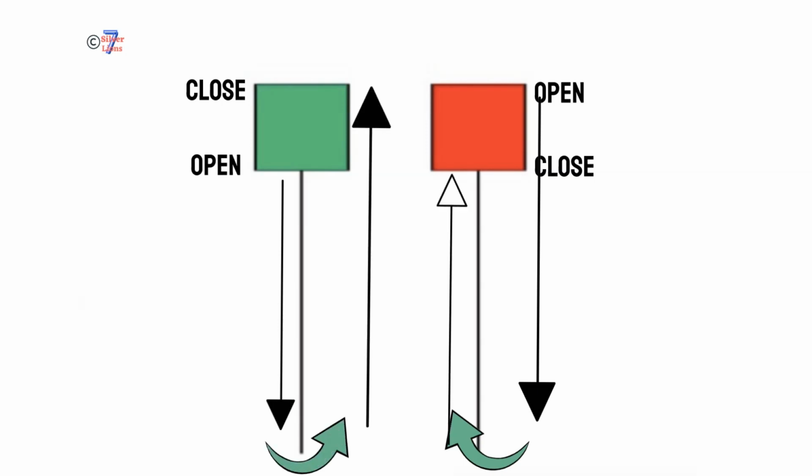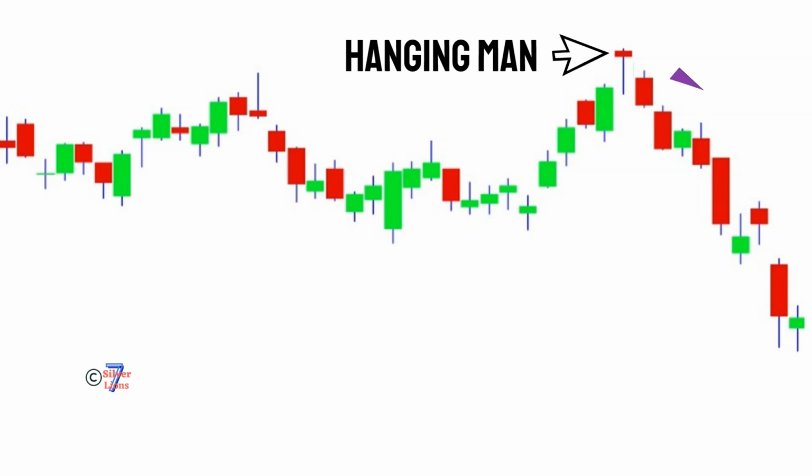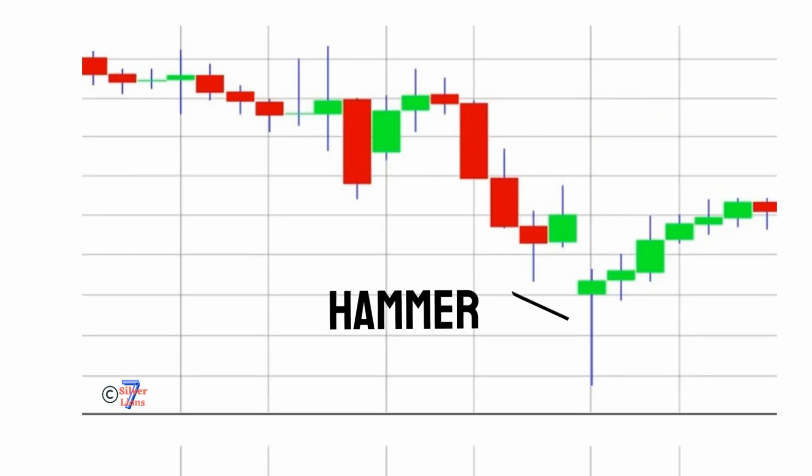These two have the same shape. The difference between them is that the hanging man is a bearish candle. It may be green or red in color, and appears at the top of an upward trend, hinting that a bearish reversal is coming. The hammer is a bullish candle, may be red or green in color, and appears in a downtrend, showing that the bottom of the downtrend is reached and a bullish reversal is coming. The patterns are easy to identify.